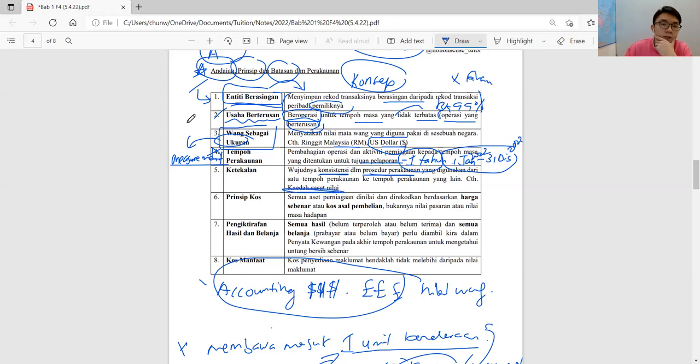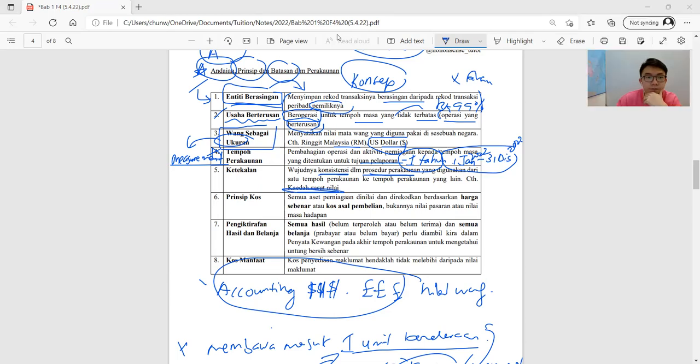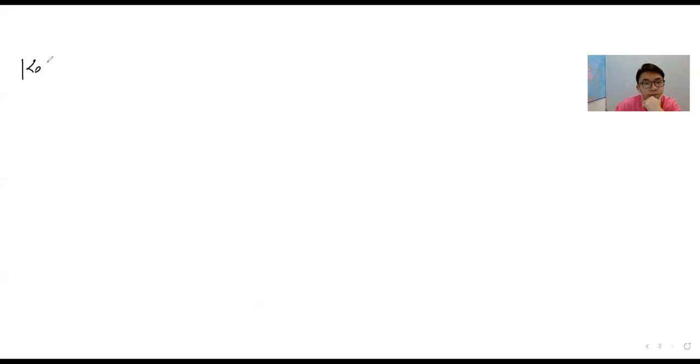Okay, how do I give this example for you, ketekalan? So first thing, you have to know that ketekalan means consistency. What does consistency mean? Okay. Contoh.